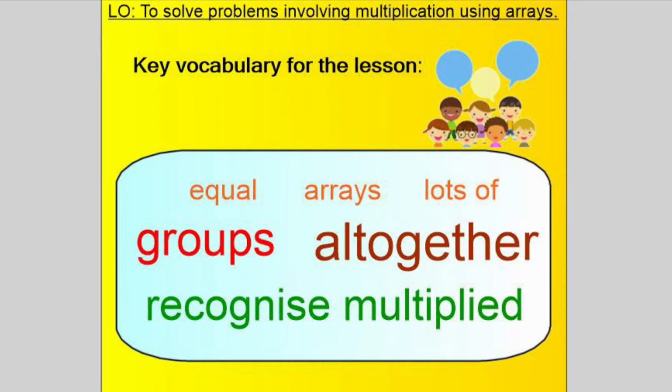Our key vocabulary then, so we've already looked at the meaning of equal, groups, altogether, recognise and multiplied earlier this week. There's a new word there at the top for us, arrays, which we will discuss in just a moment, and lots of, that's just a way of saying groups of.